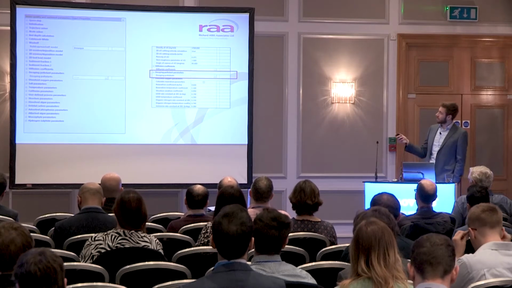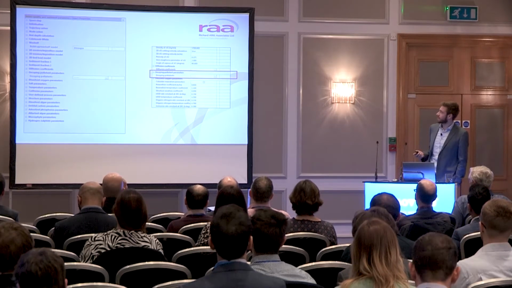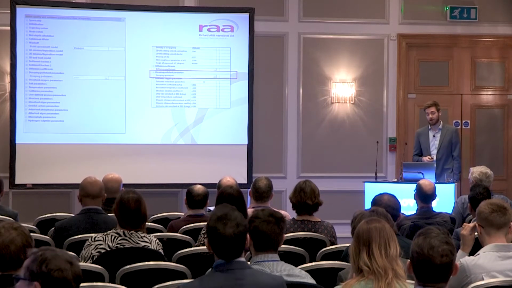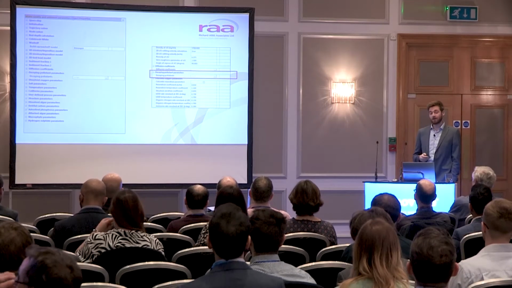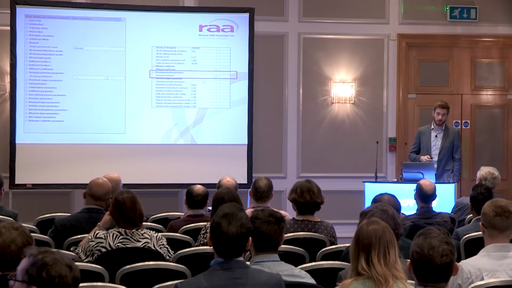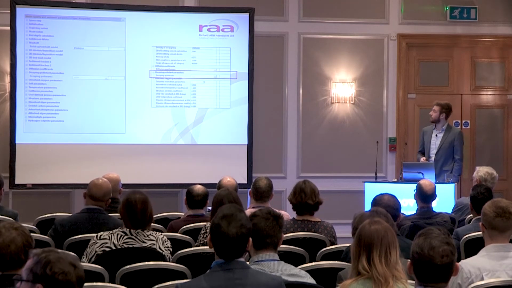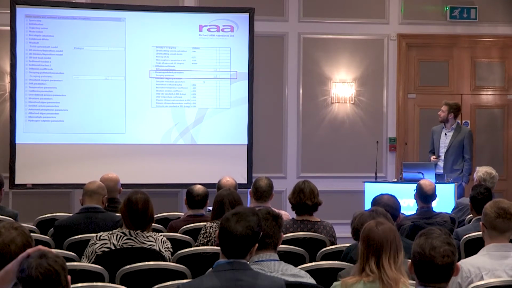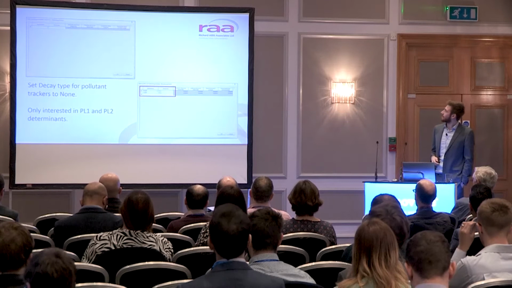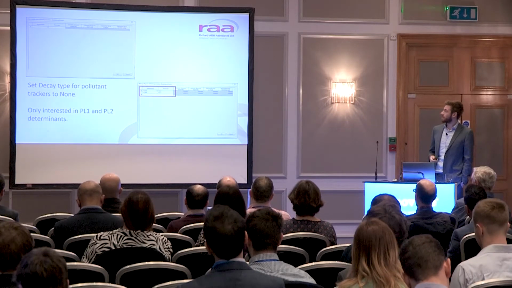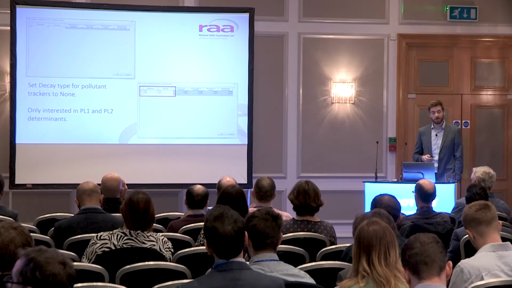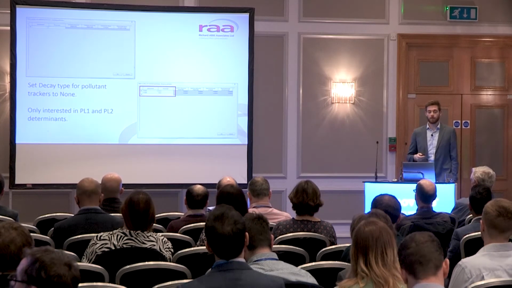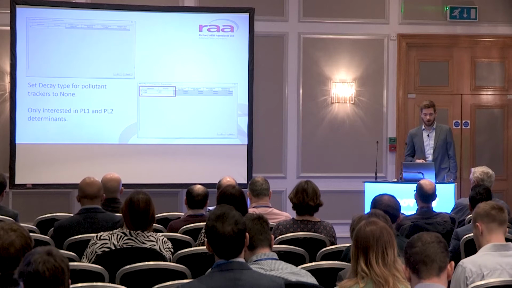So we get our drop down, go straight to decaying pollutant parameters. This is something we picked up on quite early on, that in order to set a constant baseline level of pollutant within the system, it can't be constantly decaying. So we go into that, and we need to set our decay types for our pollutant trackers to none. And that's quite an important step in setting up our baseline conditions for the model.